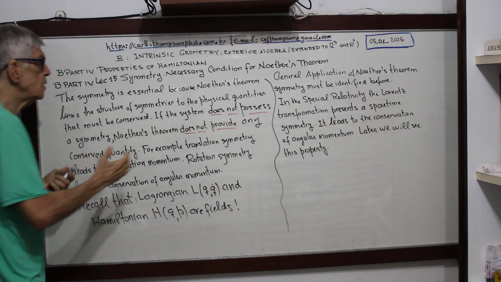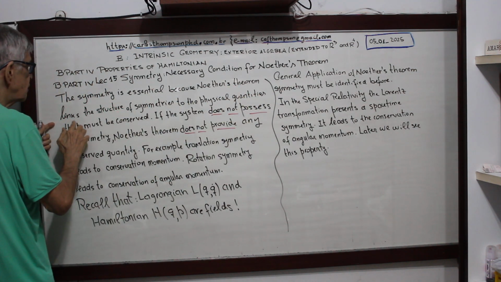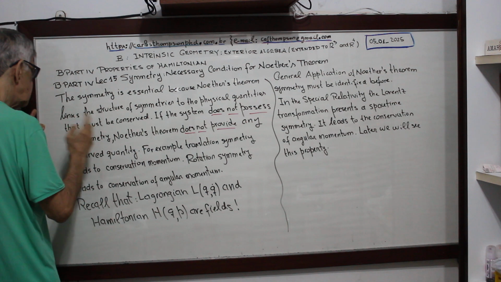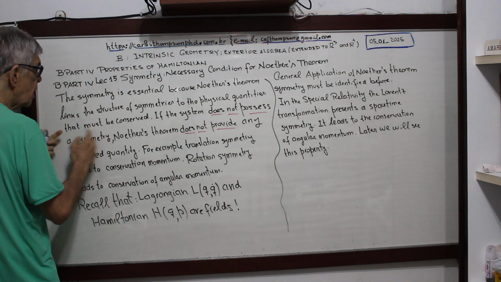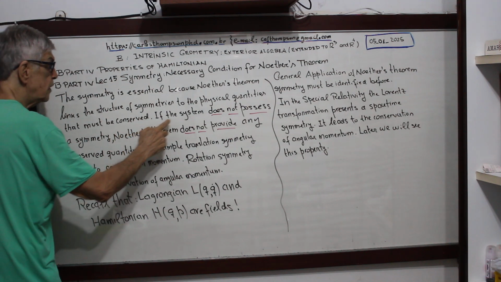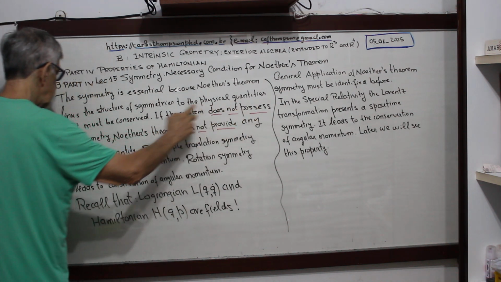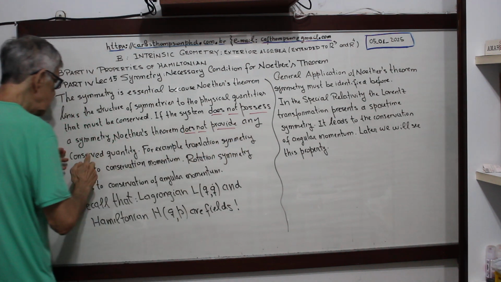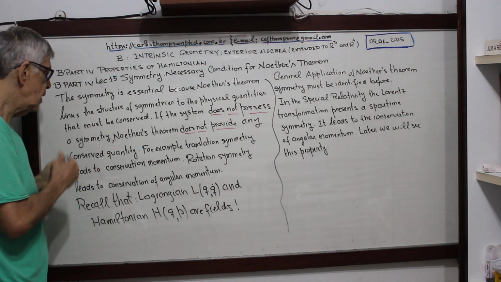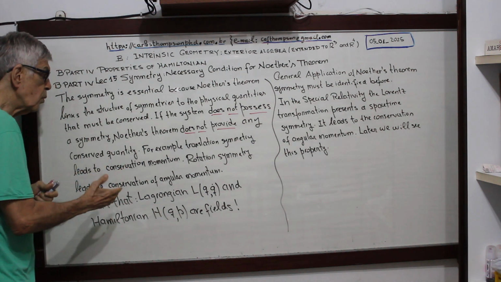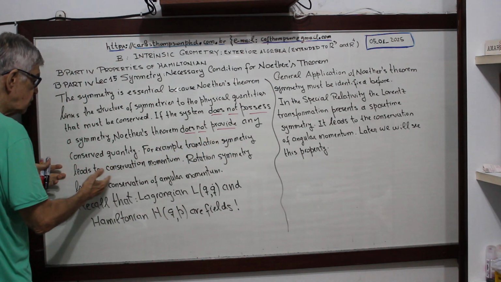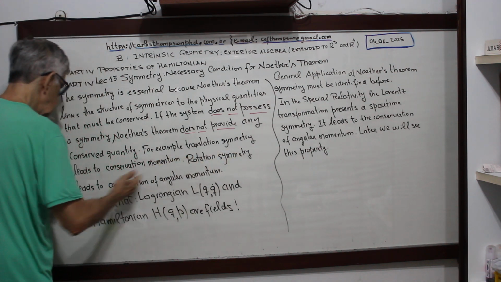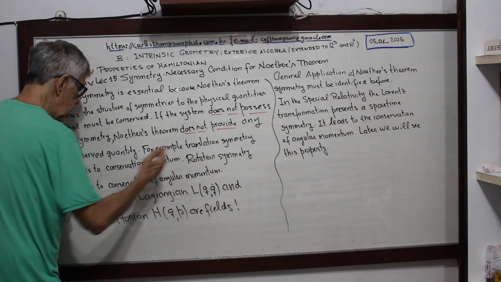Why? Because Noether theorem links the structure of the symmetries to physical quantities that, in this case, must be conserved. If the system does not possess a symmetry, Noether theorem does not provide any conserved quantity. That's important. For example, translation symmetry leads to conservation of momentum. Rotation symmetry leads to conservation of angular momentum.